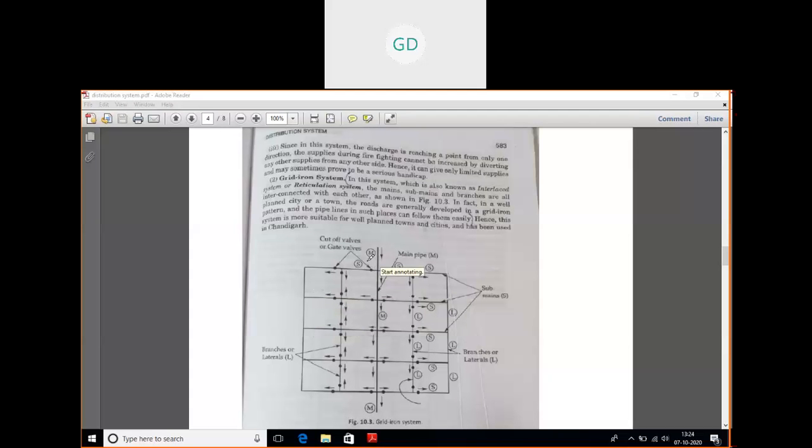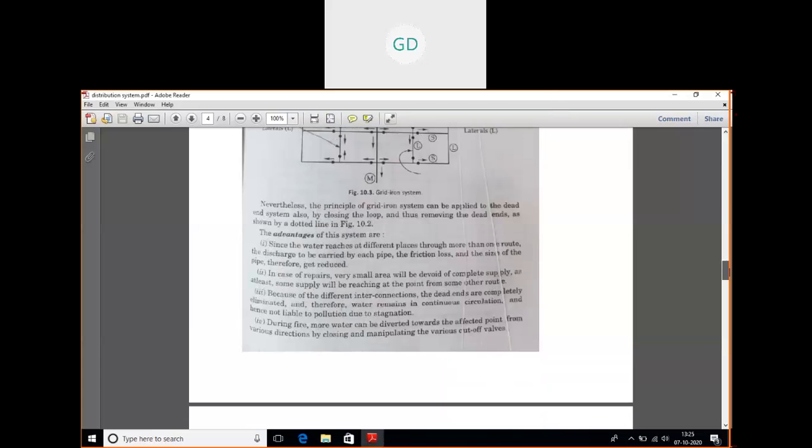So here this is the main supply pipe, and these are the sub mains you can see, and these are the branches. They are all interconnected with each other, and this type of system is generally used in a planned city, or developed city, where the roads are well planned. So here also there are certain advantages and disadvantages. Let us see what they are.